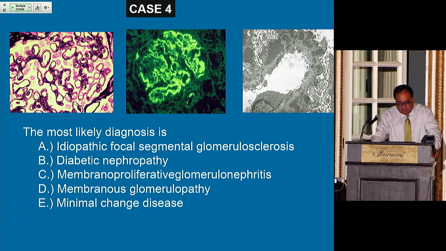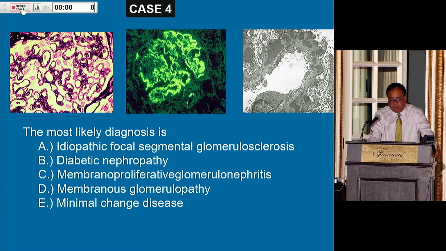The next case, you see three images. You see light microscopy, you see immunofluorescence, and you see electron microscope view. The most likely diagnosis is shown here, and you have to choose from A to E. So why don't you give it a go?